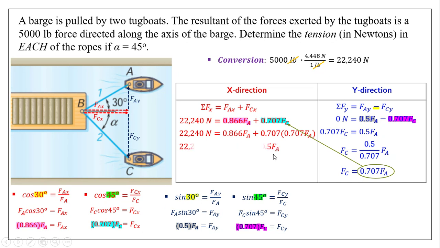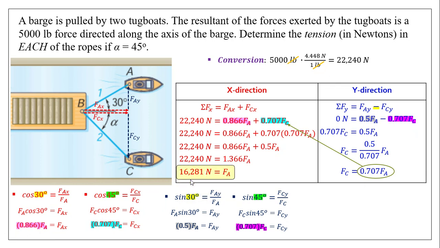So we can just combine like terms. I'm just going to simplify. 0.707 times 0.707 will give us about 0.5. Now combining like terms, 0.866 plus 0.5 Fa will give us a value of 1.366 Fa. To solve for Fa, you would have to divide both sides by 1.366. So if you punch it in your calculator, 22,246 divided by 1.366, you will get a value of about 16,281 newtons. That would be our answer for Fa.